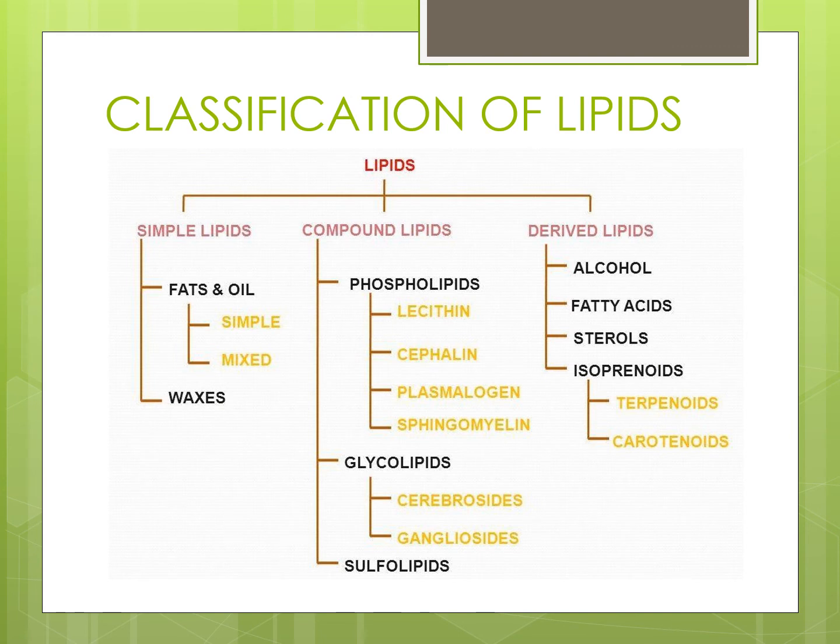Classification of lipids. Lipids are classified into simple, compound, and derived lipids. Simple lipids consist of fats, oils, and waxes. Compound lipids consist of phospholipids, glycolipids, and sulfolipids. Derived lipids consist of alcohol, fatty acids, sterols, and isoprenoids. Examples of simple lipids are triglycerides, compound lipids, phospholipids, and derived lipids are cholesterol.